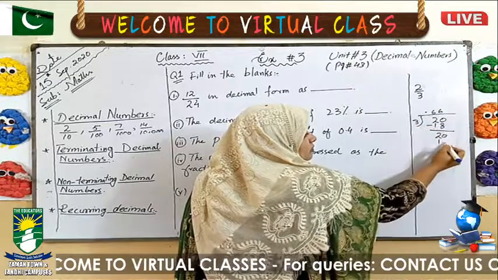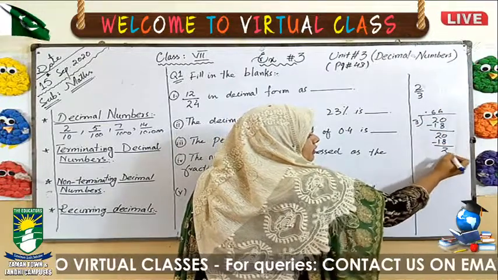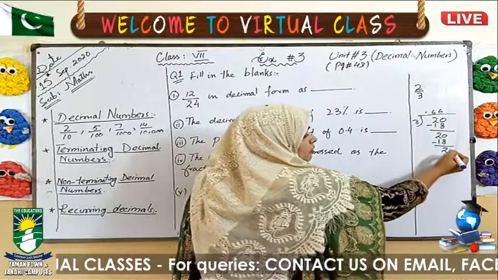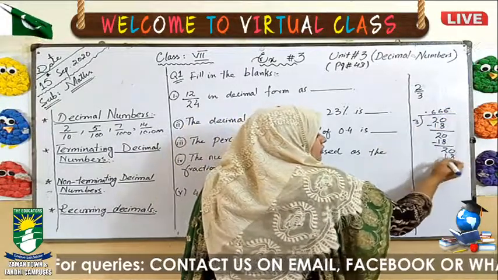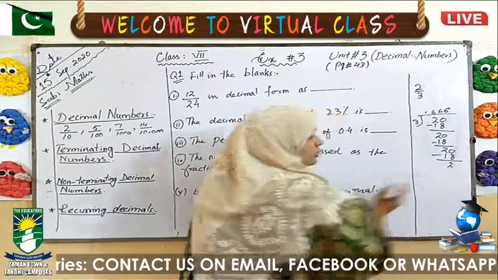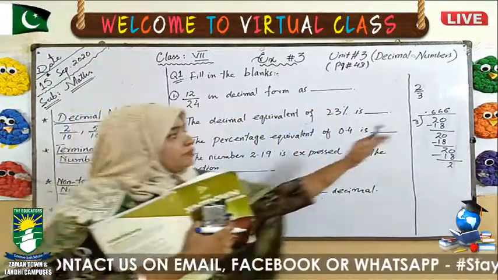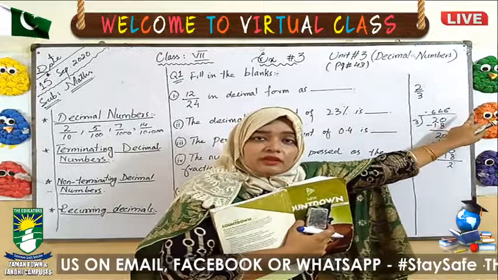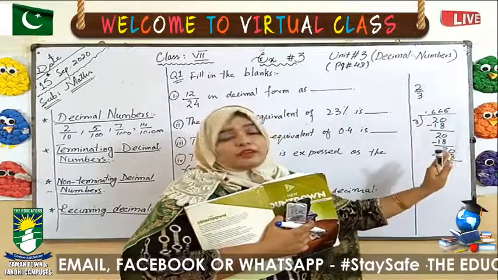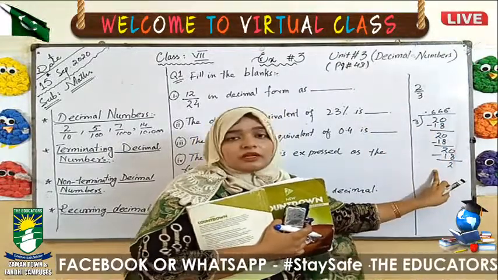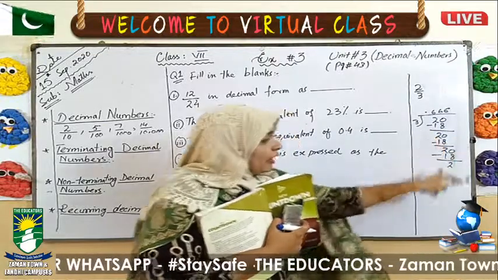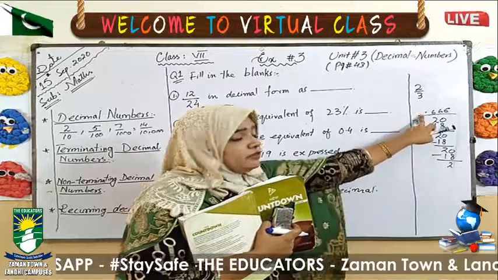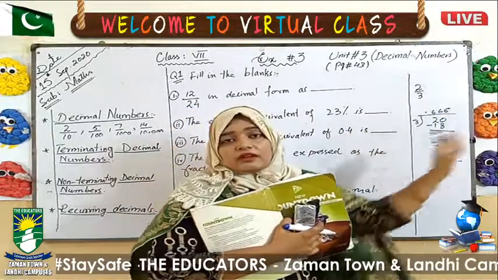3 sixes are 18. Then we have a 2. After the decimal, we will use 0. 3 sixes are 18. And this division will continue. It will never give you any number other than 6. It will give you an infinite number of 6s because division is not possible to end, it keeps moving into infinity. When you divide these numbers, it will give you 0.6666 and so on.